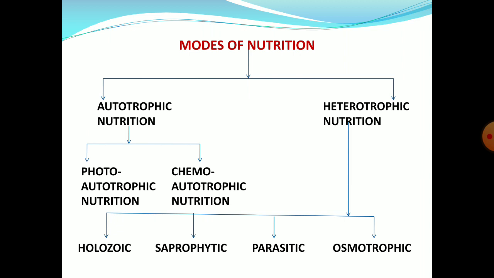Here you will see the flow chart of mode of nutrition. Nutrition is broadly classified into two types, autotrophic and heterotrophic nutrition. Further, autotrophic nutrition is of two types, photoautotrophic and chemoautotrophic. And heterotrophic nutrition is classified into Holozoic, Saprophytic, Parasitic and Osmotrophic nutrition. So one by one we will discuss here.